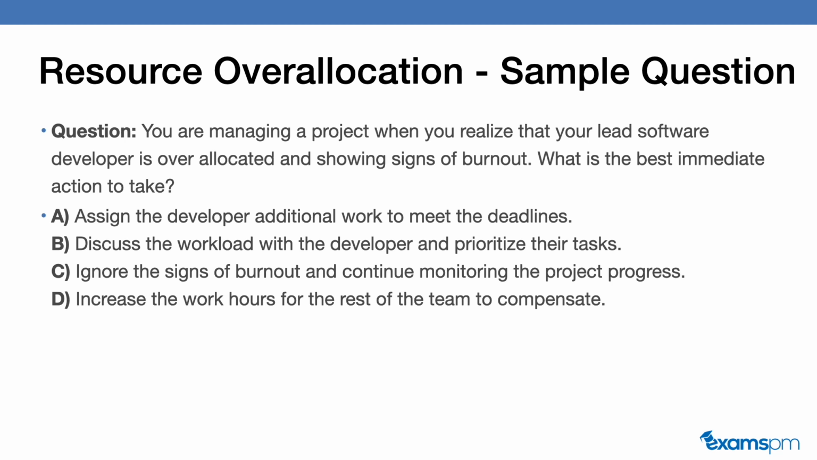So even though you could technically do all of the things that's listed in the 4 multiple choices, you have to be able to identify the best course of action. Now, A is, do you assign the developer additional work to meet the deadlines? B, discuss the workload with the developer and prioritize their task. C, ignore the signs of burnout and continue monitoring the project progress. Or D, increase the work hours for the rest of the team to compensate.